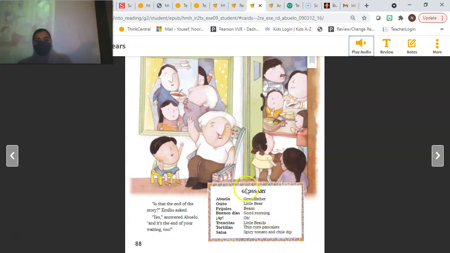You see this part where it says glossary? Yeah. This is where it tells you what each word means. What does abuelo mean, everyone? Yeah. Osito. Little bear. Frijoles. Bean. Buenos dias. Good morning. Ay. Oh. Trencitas. Little bear. Tortillas. Salsa. Very good. Let's go to the questions at the end.